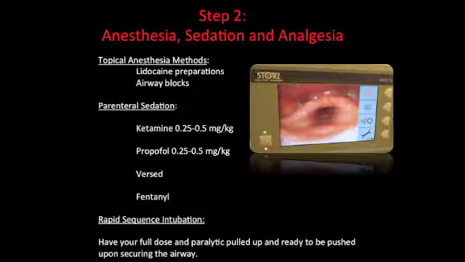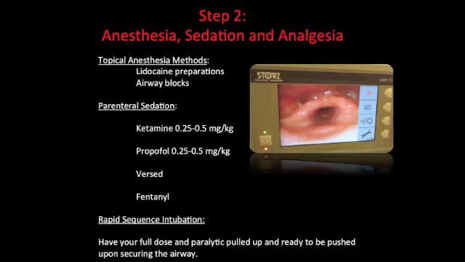The next step in the procedure is to have a plan for anesthesia, sedation, and analgesia. This is achieved with topical methods that we'll go over in the video, using different lidocaine preparations. And there are some airway blocks you can do as well, but these get to be a little complicated, including transtracheal and glossopharyngeal nerve blocks. We like to keep it simple.